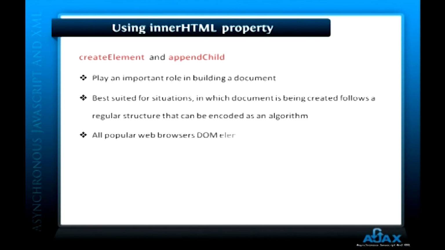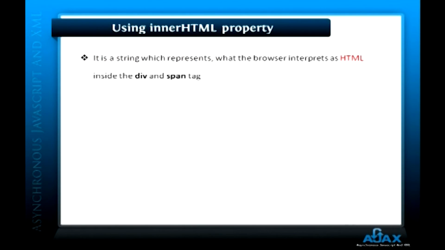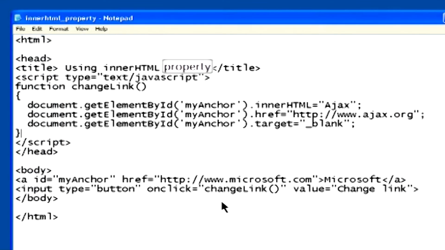All popular web browsers' DOM elements support a property called innerHTML. It's actually a string which represents what the browser interprets as HTML inside the div and span tag. And it also allows us to assign arbitrary content to an element in a very simple way. Let's see what we can do with this in one simple example.